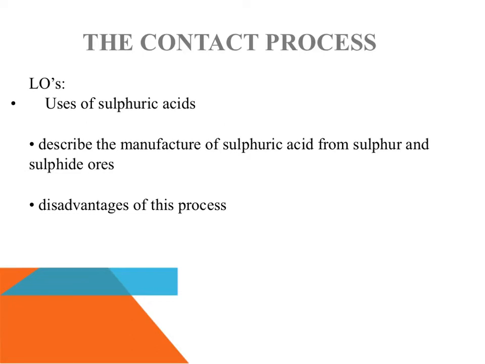Okay, so before we've looked at the Haber process, the other one you need to know for triple science is the contact process. So today in this video, we're going to look at the uses of sulfuric acid. We're going to describe the manufacture of sulfuric acid. So how do we make sulfuric acid? And then we're going to look at some of the disadvantages of this process.